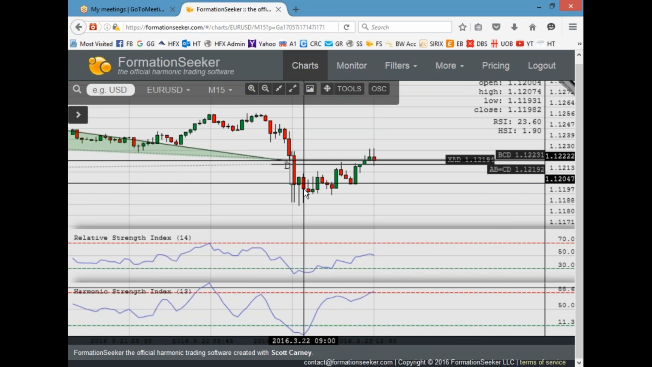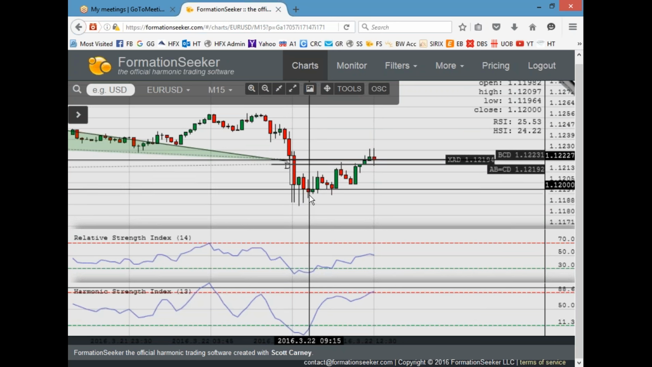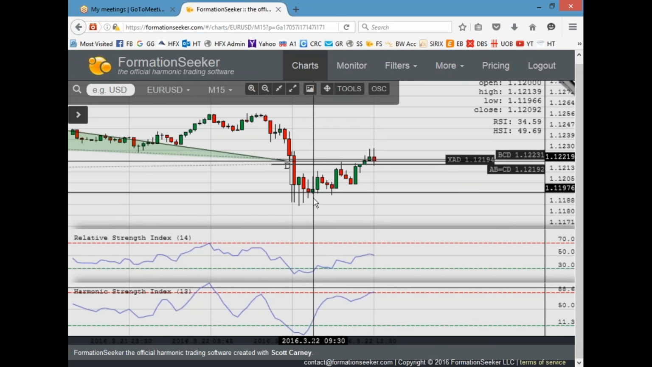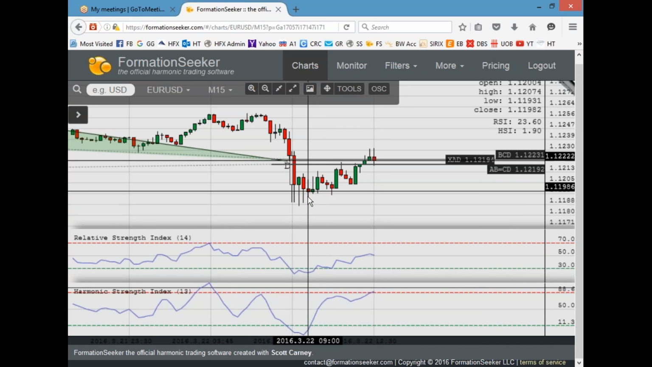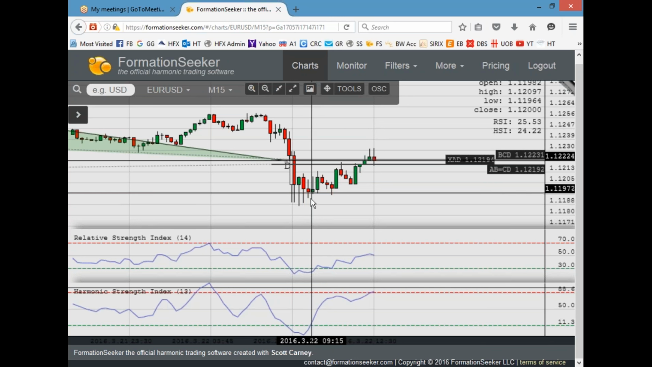Next bar, although it's a bearish bar, you can't take it. Next bar, 24.22. Can take? Yes. Why are you taking it? There is a pattern. HSI is telling you yes, so you buy. Okay, so you buy at around 1.197.